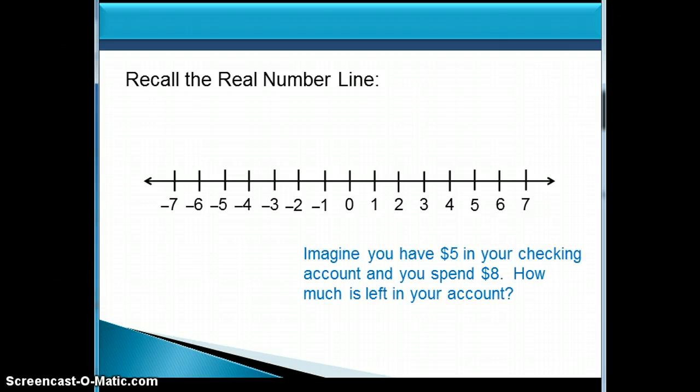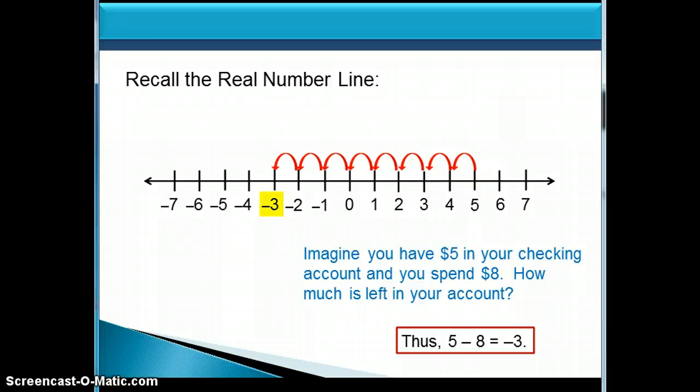So for example, imagine you have $5 in your checking account and you spend $8. And we want to know how much is left in your account. So we can use the real number line to represent this problem by starting at 5 and then subtracting 1, 2, 3, 4, 5, 6, 7, $8 from that $5 balance. And notice that we end up with -3, so it would be actually $3 in the hole. So the math problem that this represents is 5 minus 8 is equal to -3.